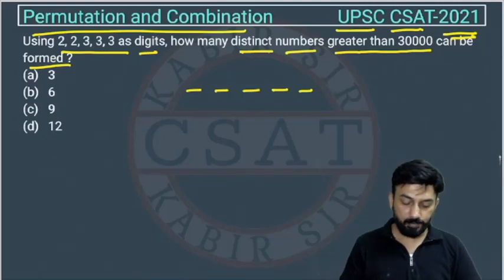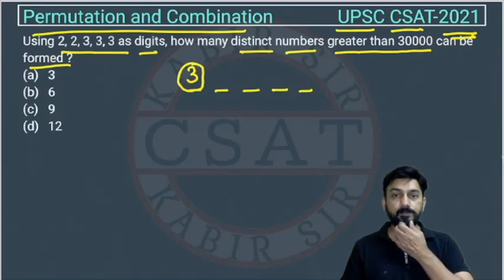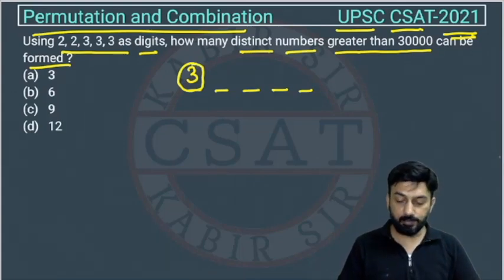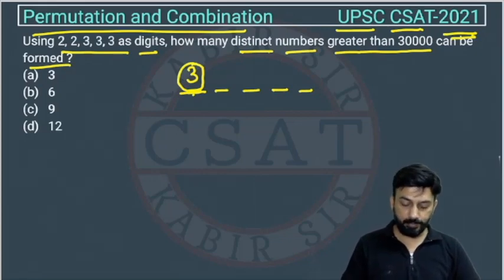It means that here the 3 will come, because we need a number greater than 30,000, not 3000, right? So this place is fixed. A 3 will come here, right? Now we are left with 4 places and 4 digits, right?